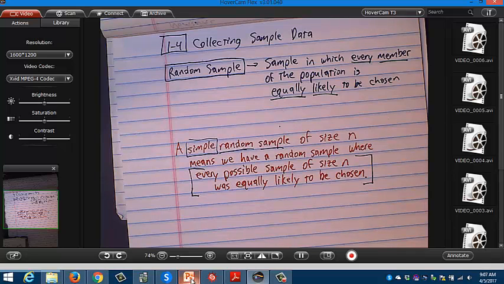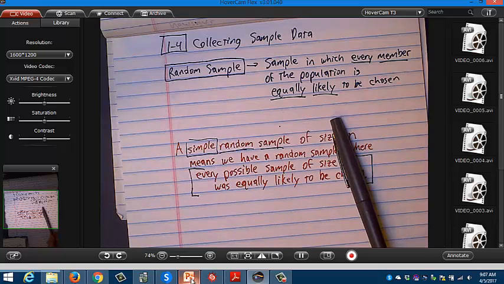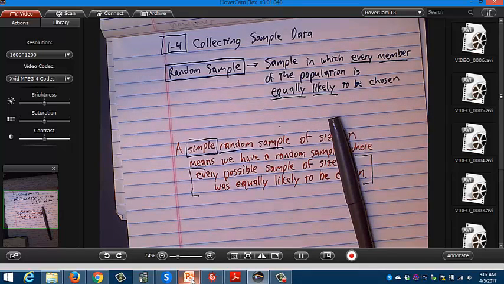Now, picking one person's class, a lot easier, right? Doesn't take as much work. But for the theory of statistics to work, you truly need a simple random sample of size n. You'll see in the theorems. It'll say, if you have a simple random sample of size n, here's what's going to happen.